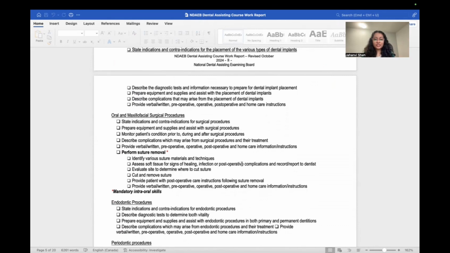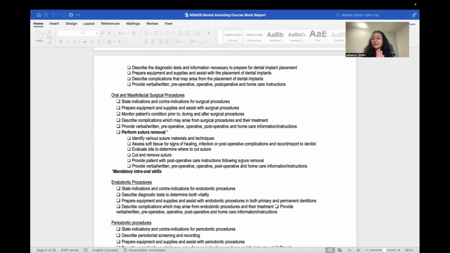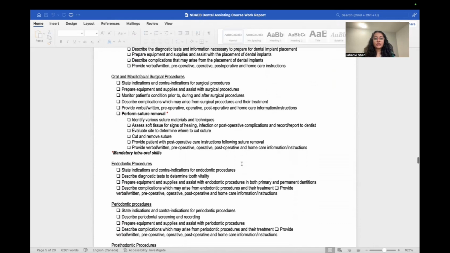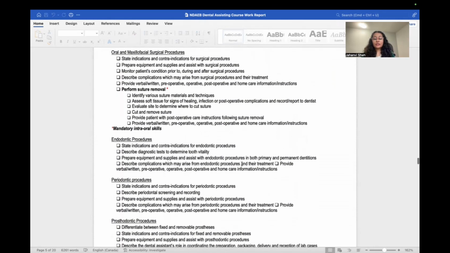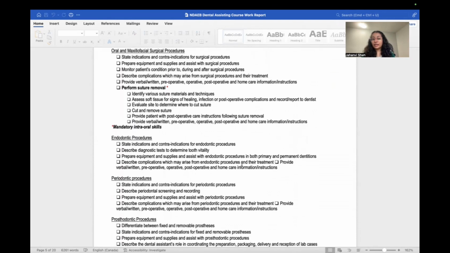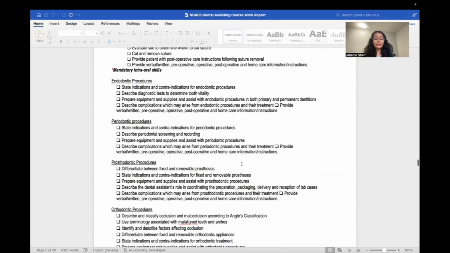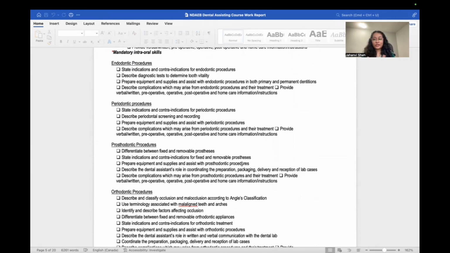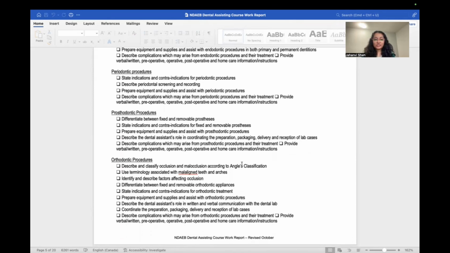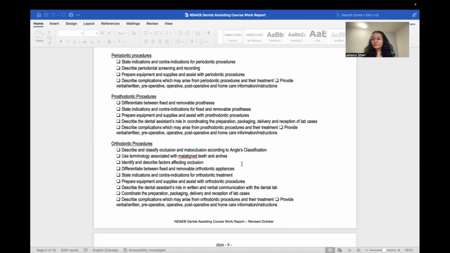Oral and maxillofacial surgeries, contraindications and state indications of the surgical procedures, performing suture removal. It is not asked on CPE, but it is a very mandatory intraoral skills for them. So make sure you put that in. Endodontic procedures, which of course states the indication and the contraindications of all the endodontic procedures. The periodontic procedures, again, just the same. The prosthodontic procedures, where we have the fixed one and the partial or the removable processes. So all the theory which you have read.